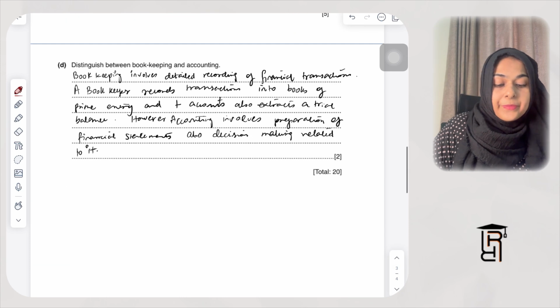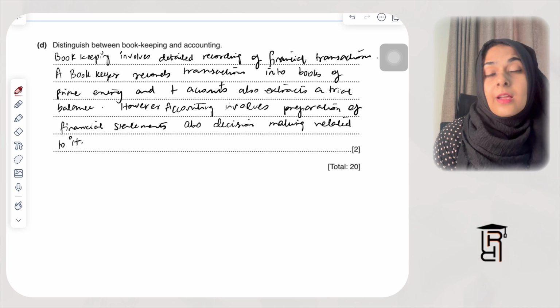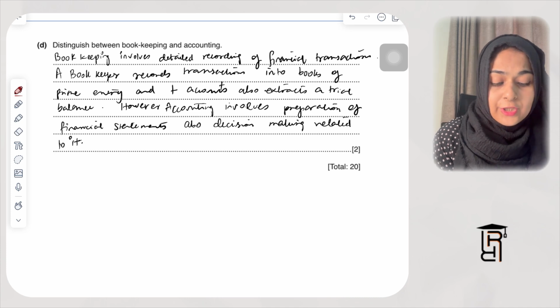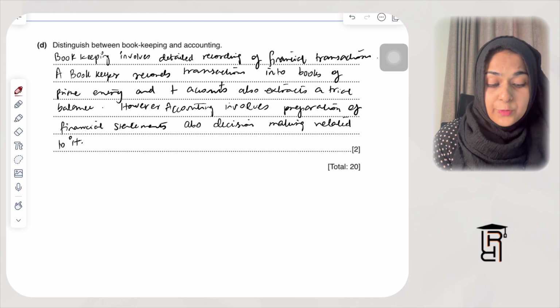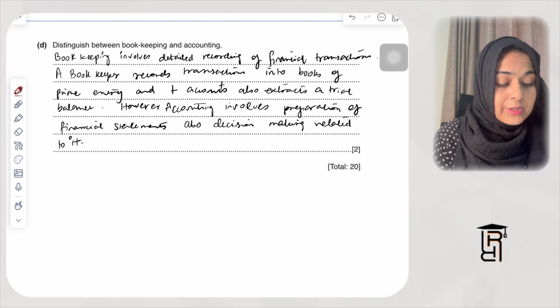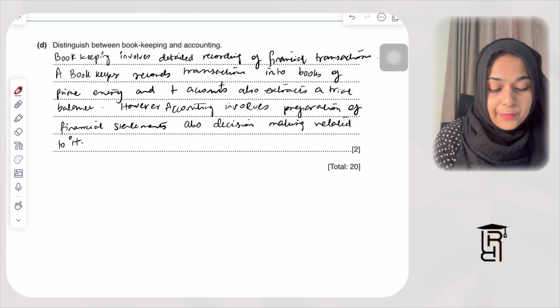Now they are saying distinguish between bookkeeping and accounting. This is very interesting. Bookkeeping involves detailed recording of financial transactions. So a bookkeeper records transactions in the books of prime entry, and in the T accounts, also called ledger accounts, also extracts the trial balances. All of this is the bookkeeper's job.